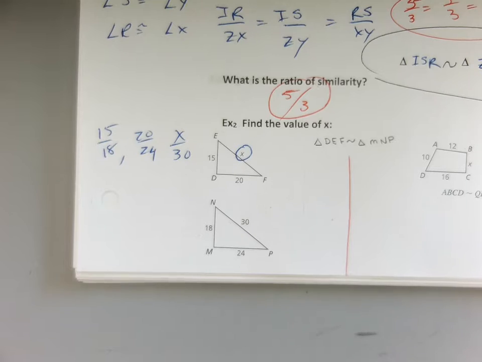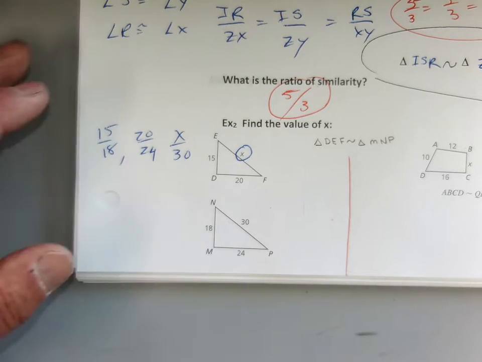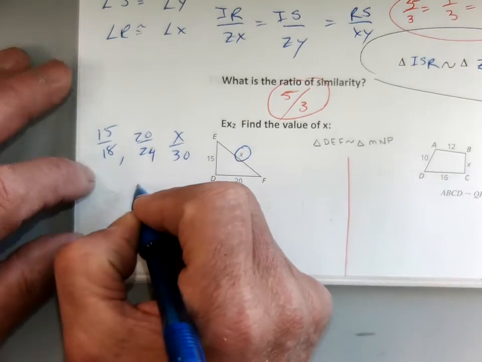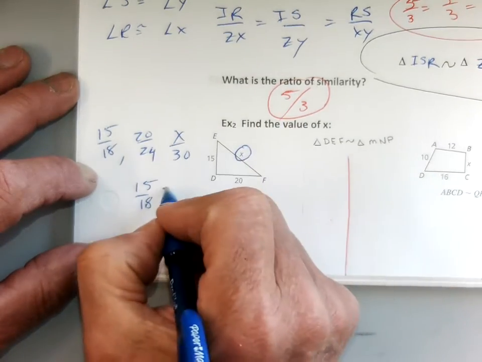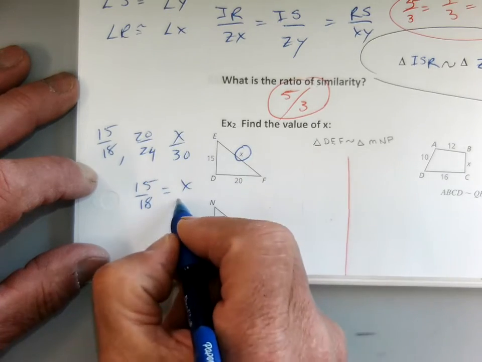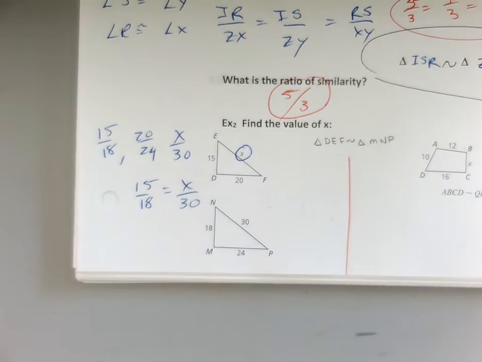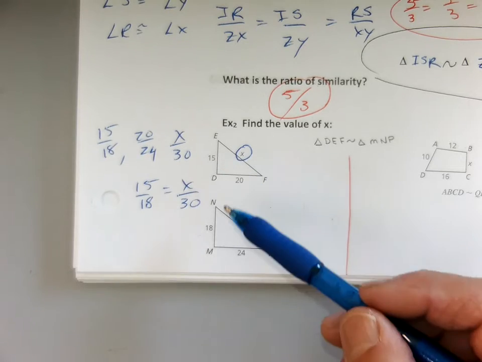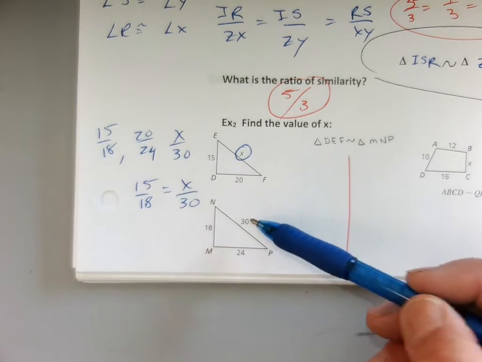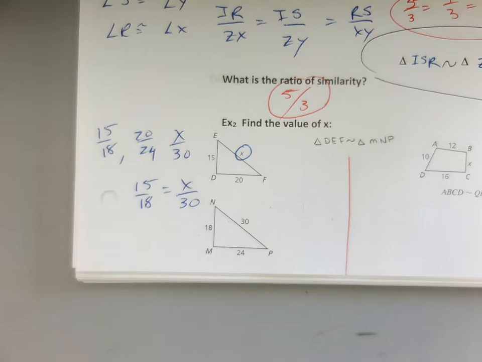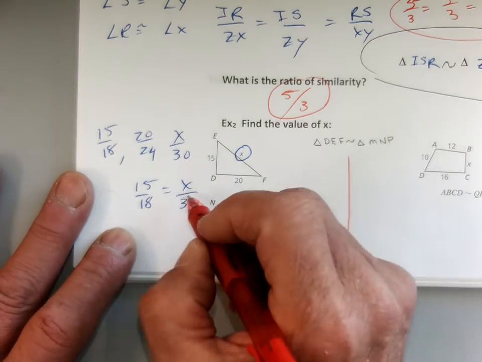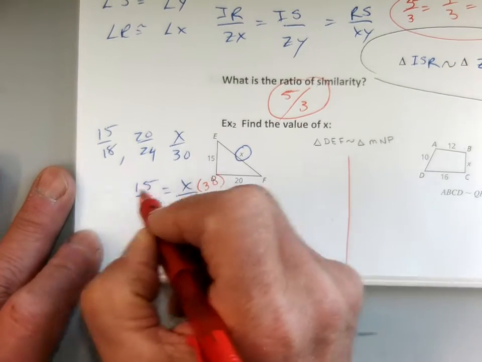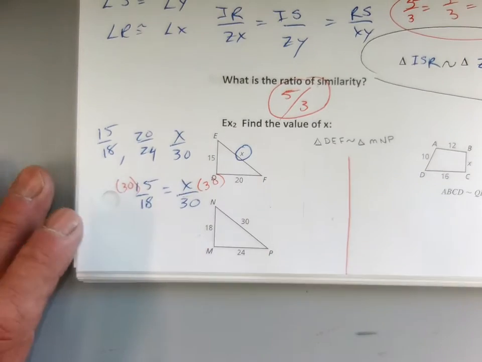So if I want to solve them, I can pick any of these. It doesn't really matter. I'm going to say, well, let's just go 15 goes to 18 as x goes to 30. Right? And let's solve. Well, if I'm going to solve for x, I'm going to undo x divided by 30, right? How do I solve for x? Instead of x divided by 30, we'll just multiply both sides by 30.